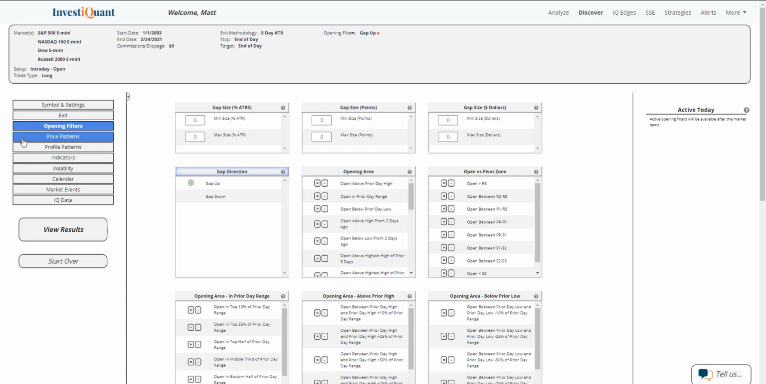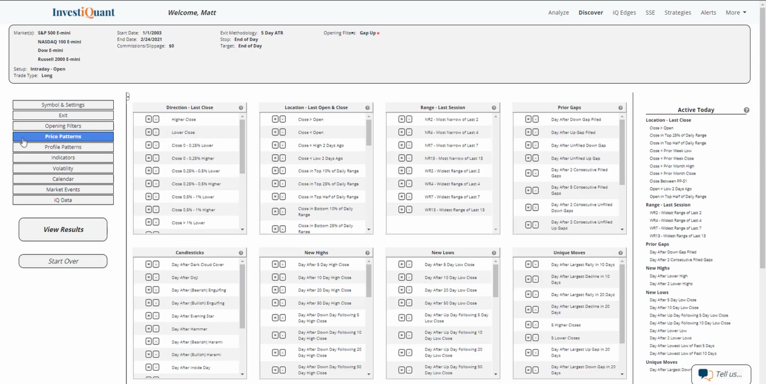All right, now next I'm going to go into the price patterns library, and I'm going to describe the price action that we saw yesterday. The way I'm going to describe it is using two simple filters. One of the filters describes where the close was relative to the range. I'm going to say that we closed in the top 25% of the intraday range. That is available in the location of where was the last open and close for the session, and I'm going to hit equals next to close in top 25% of the daily range. That's also available here in the active today section. It is the second option.